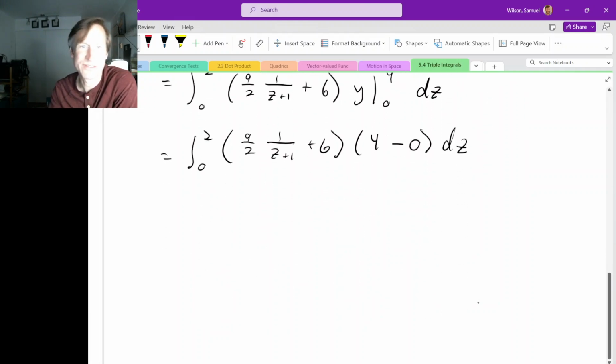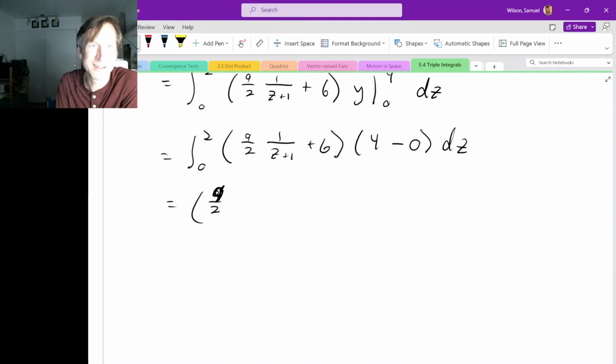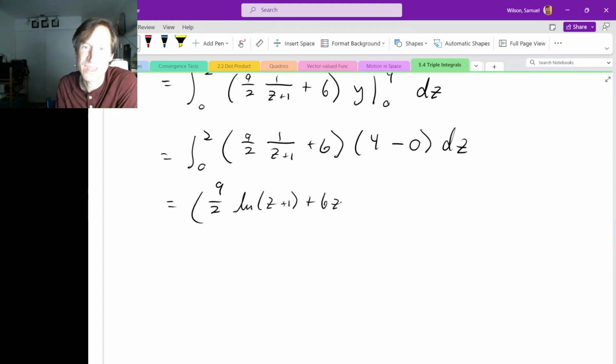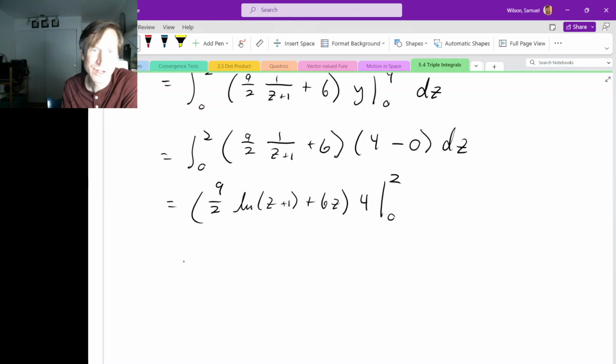And then finally our z integral. So 9 over 2, that's a 9, not an a. 9, there we go. Okay, integral of 1 over z plus 1, that's natural log of z plus 1, plus 6 times z, all times this 4 on the outside, and then evaluate from 0 to 2.